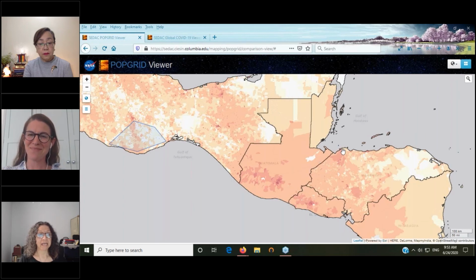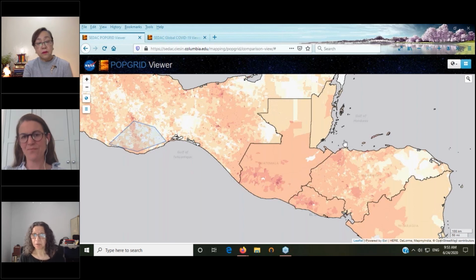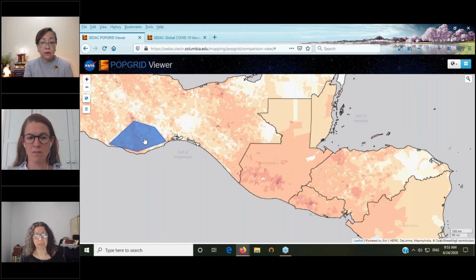Thanks, Susanna. Okay, so you should be able to see my screen now. This is the PopGrid Viewer, and it's part of the PopGrid website. So we are looking at the comparison part of the tool. The polygon here is the area where the Oaxaca earthquake happened yesterday.